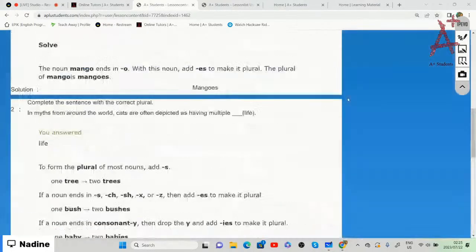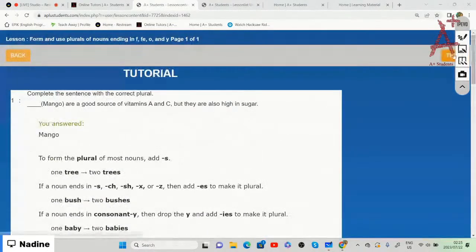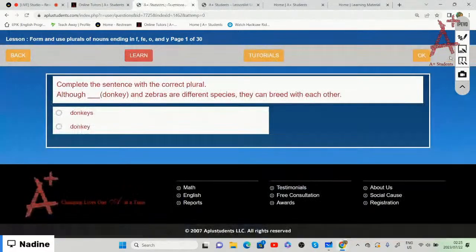All right, let's go to our test. Complete the sentence with the correct plural. Although donkey and zebra are different species, they can breed with each other. So we need to choose between donkeys or donkey. All right, let's go with donkeys.